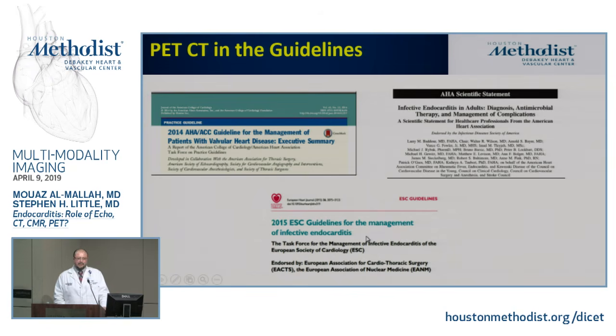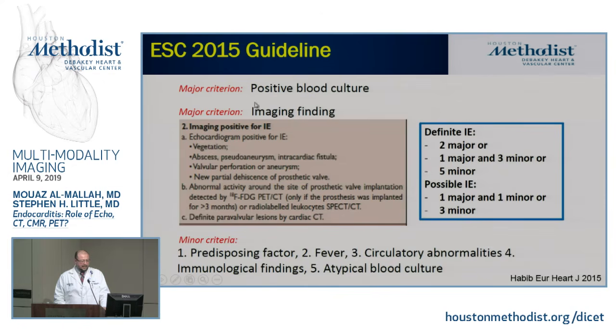But the European guidelines is the one that has been advocating that, and now with the new modified criteria that they put in there, obviously your major criterion is positive blood culture. Now with the imaging finding, historically it has been primarily echo imaging, but now there is abnormal activity around the prosthetic valve by FDG or radio-labeled SPECT CT, which has lower accuracy, so I'm not going to go through that. And also, if you have a definite paravalvular lesion by cardiac CT, now it is considered an imaging finding and a major criterion in this modified Duke criteria, and your usual minor criteria for that.